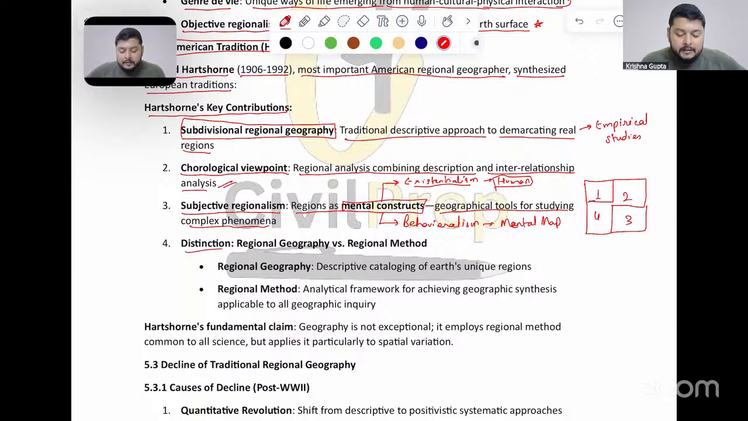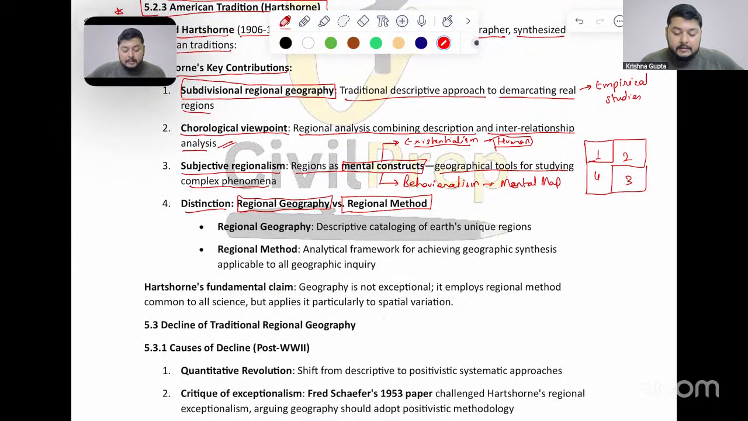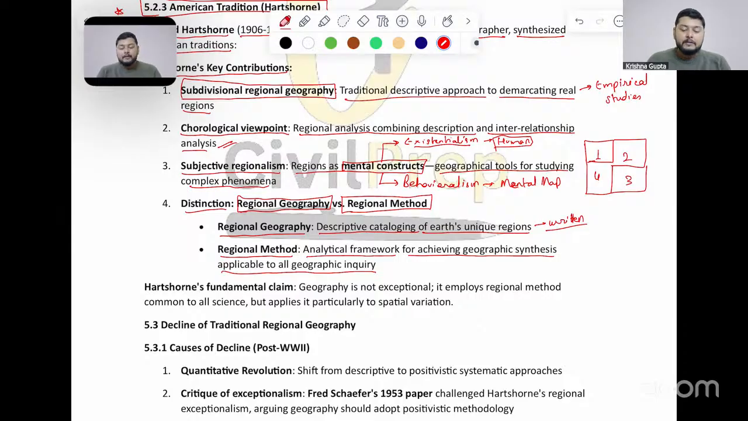Thus, there was a distinction which he made, that was the regional geography versus the regional method. Now, what is this? Regional geography, basically, is the descriptive cataloging of Earth's unique regions. Okay, this is description, that is the written part. For example, if I am writing a poem, the description will be almost similar here. But the regional method, we will see, is an analytical framework for achieving geographic synthesis applicable to all geographic inquiry.